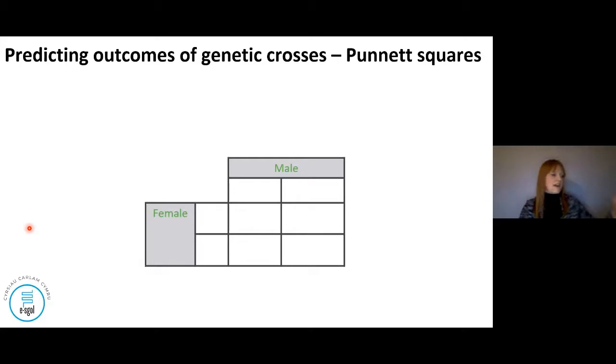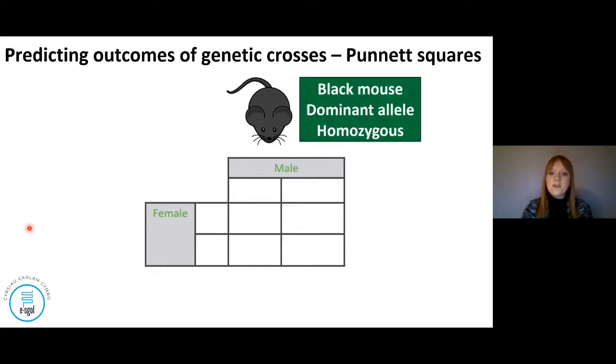Okay, let's have a look at a Punnett square. I'm very conscious of time. So what we're going to do is predict outcomes of genetic crosses. So we're going to cross our black mouse with our brown mouse. When we draw a Punnett square, this is what we use to cross our organisms and determine what chance there is of their offspring inheriting a certain characteristic. We're using it to predict the outcome of their offspring.